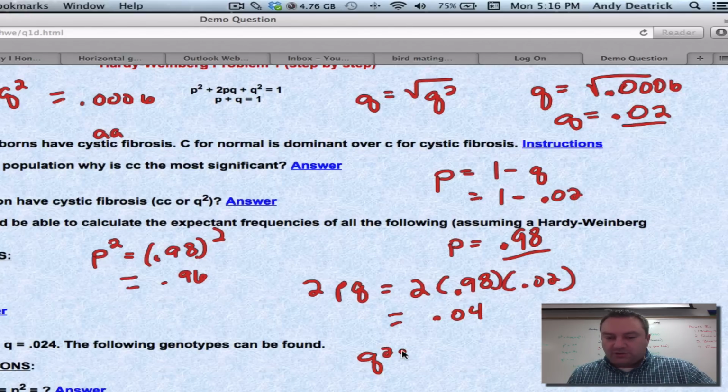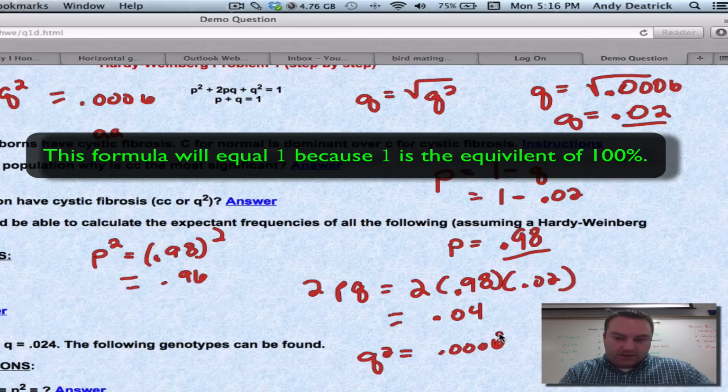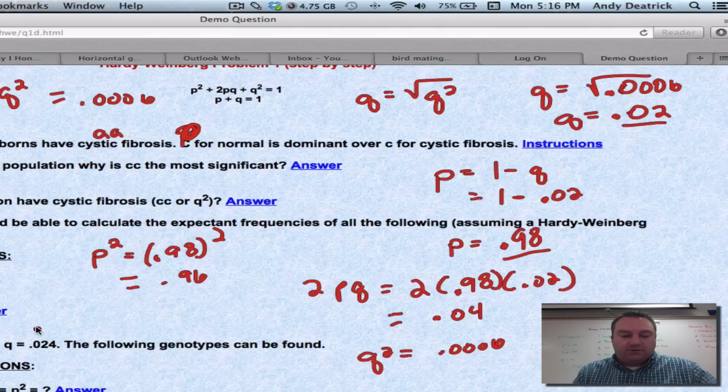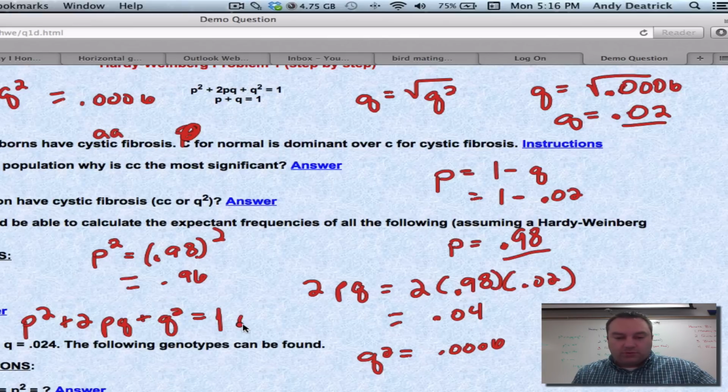And we've already figured out what Q squared is, which is 0.0006. So let's add all these up. 0.96 plus 0.04 plus 0.0006. So P squared plus 2PQ plus Q squared equals 1.006, okay? Now, that's going to round to 1. We've basically taken into account all of our allele frequencies.